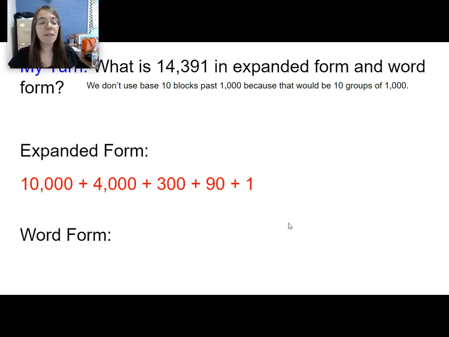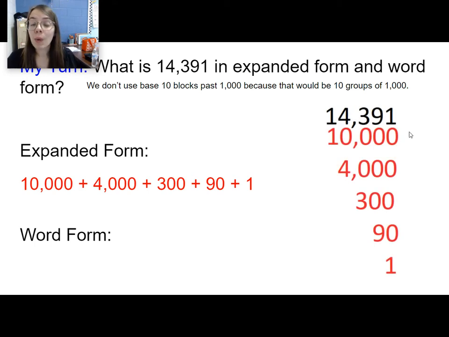Well, if you're ever struggling with expanded form, always stack the numbers going straight down. This is what I mean. So right here in the 10,000s place, if it's 10,000, you pull that 1 down and just tack on zeros to hold the other places, because this is 1 ten thousand. Same thing with the 4,000. This is a 4 in the thousands place, so it's going to be 4,000, and we just tack on zeros to hold the other places. This is 3 hundreds, 9 tens, and 1 one. So just a little strategy to help you.